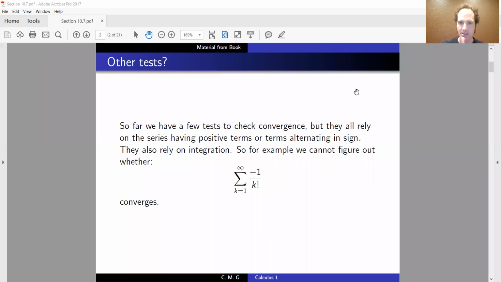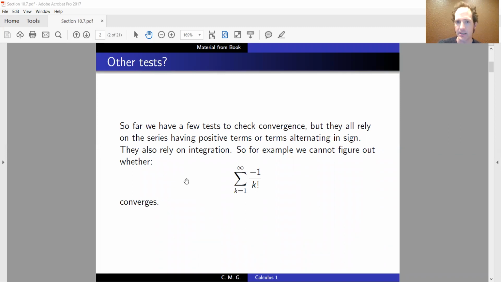So I first off have a series that has negative terms. Every term is negative, so they're not alternating in sign. So maybe it's okay if I take the absolute value and ask, is it convergent? Unfortunately, then I have to rely on an integration, and I cannot integrate the k factorial away without some work. So I actually can't do this without defining factorial in another way. And so this doesn't work out for me. So we have to do something else.